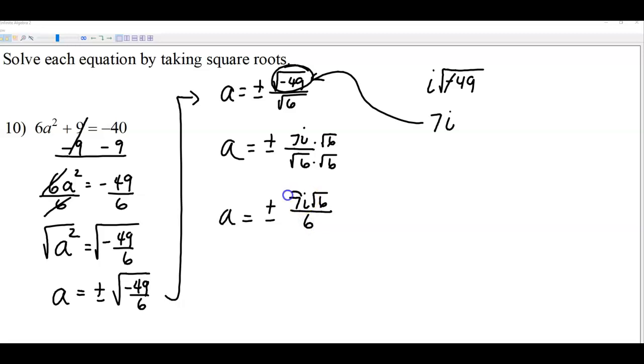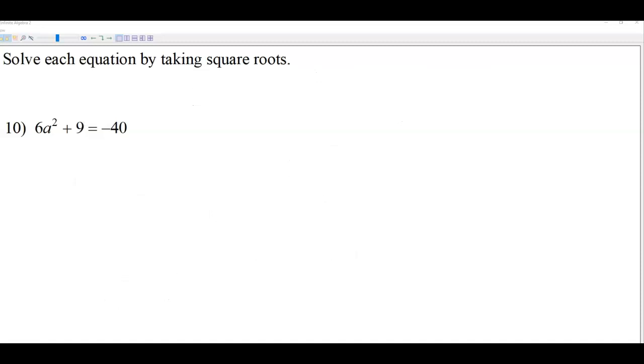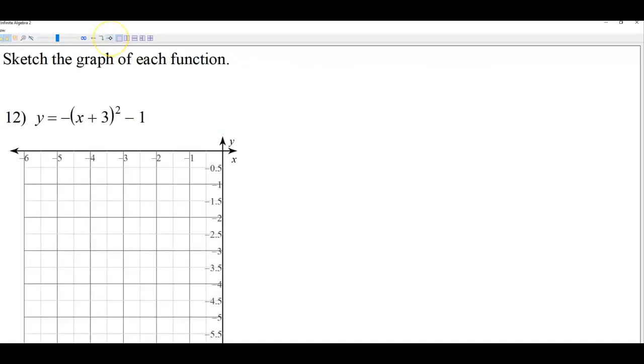And sometimes you might be able to reduce these numbers, or you might need to break down the square root a little bit more, but 6 doesn't break down. So this is as simple as it gets here. Okay, but that's pretty much it. So that would be an example of a little bit of a harder one when solving by taking square roots.